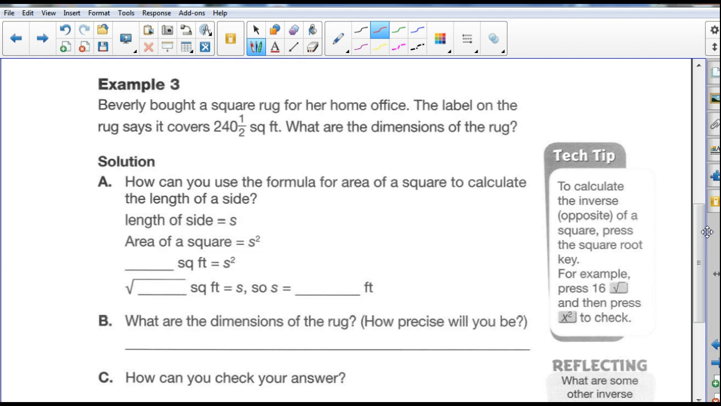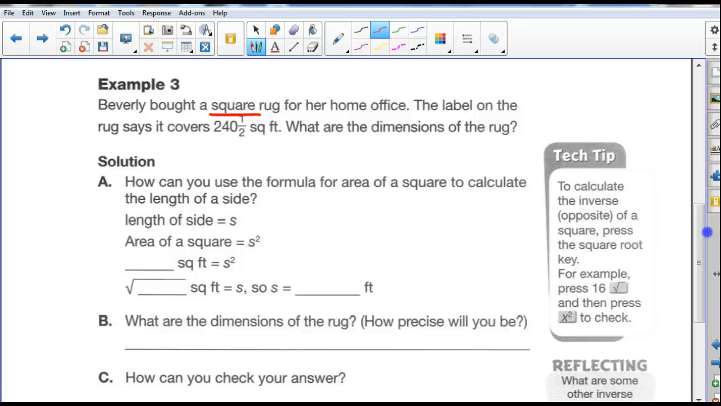Example 3. Beverly bought a square rug for her home office. The label on the rug says it covers 240.5 square feet. What are the dimensions of the rug? Well, you have to understand the key word here is square. And by definition, what is a square? It means it has equal length sides. The length is the same as the width.